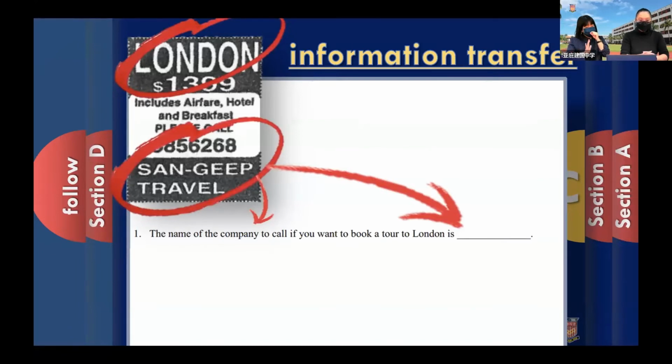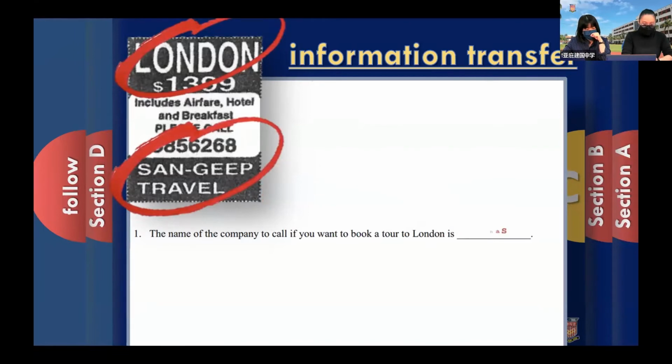I saw some of you have written lowercase. So what should be the answer here? When it comes to a specific name, we use capital letter. Sun Jeep Travel. Okay, actually here, teacher, I would accept both of the answers. Yeah. So if you copy exactly Sun Jeep Travel, I will give you correct. And also you have to put the first alphabet capital letter.